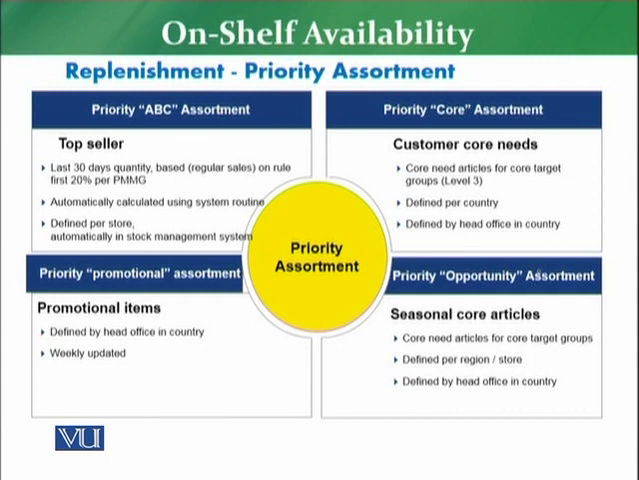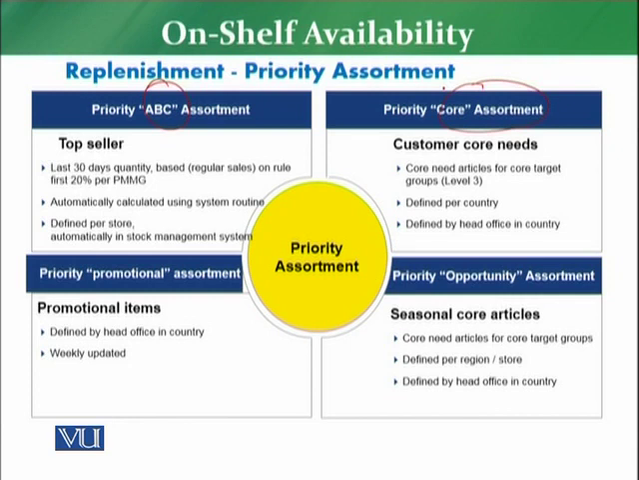What is it about? When we talk about ABC assortment, first we need to understand what it is. It is the top seller articles, which means these articles sell very fast. So the first priority articles are the ABC assortment, the fast running articles. Then the articles you have to replenish immediately are the core assortment. Core assortment are the articles which are the customer's core needs.